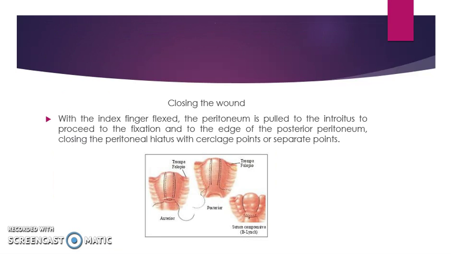Closing the wound. With the index finger flexed, the peritoneum is pulled to the interior to proceed to the fixation of the edge of the posterior peritoneum, closing the peritoneal hiatus with a cerclage stitch or separate stitches.